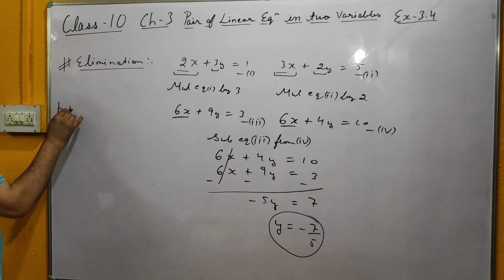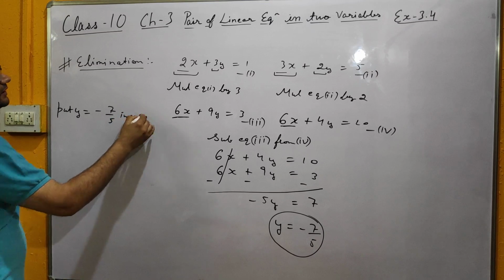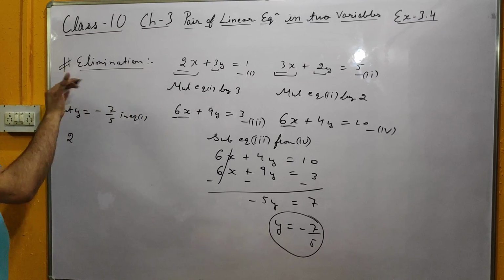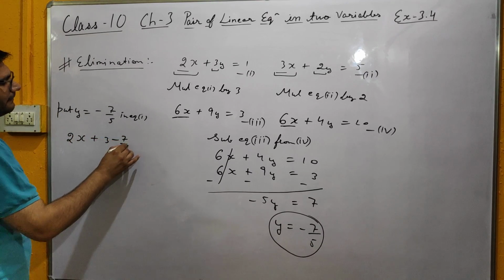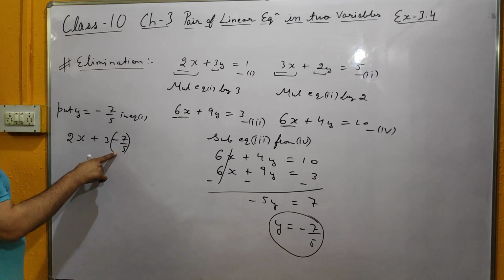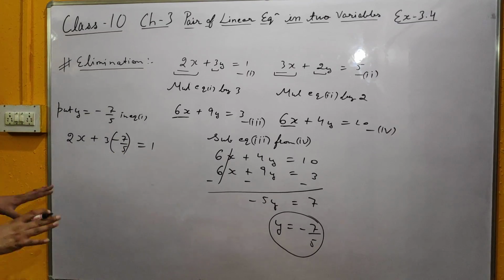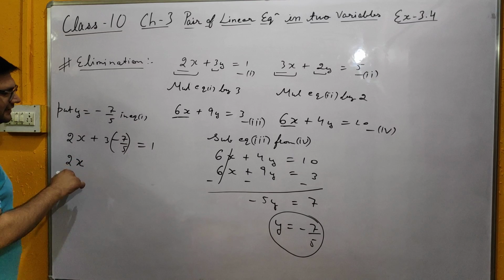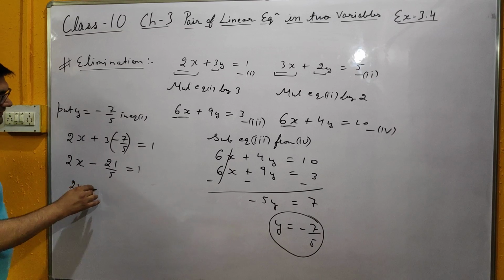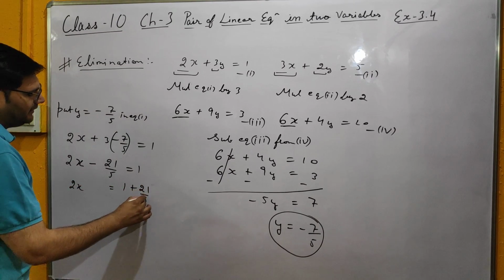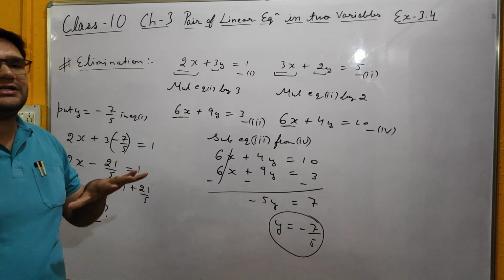Put y equals minus 7 by 5 in equation number 1. Now you can proceed with that substitution method, the same thing which we have done in the substitution method. So instead of y, we'll put the value, equals 1. Now my dear, just simply solve it and find the value of x. So 2x minus 7 3s are 21 by 5 equals 1. So 2x equals 1 plus 21 by 5. And then solve and find the value of x. So this is the elimination method.